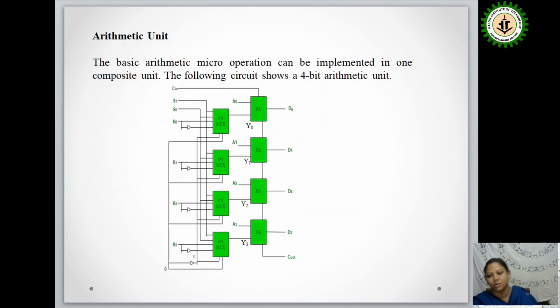Now the most important topic is the arithmetic unit. The arithmetic unit is based on all these operations. For the basic arithmetic micro operations, here we design a 4-bit arithmetic unit. From the diagram you can see there are 4 multiplexers and 4 full adders, along with the 4-bit inputs A0, A1, A2, A3 and B0, B1, B2, B3.